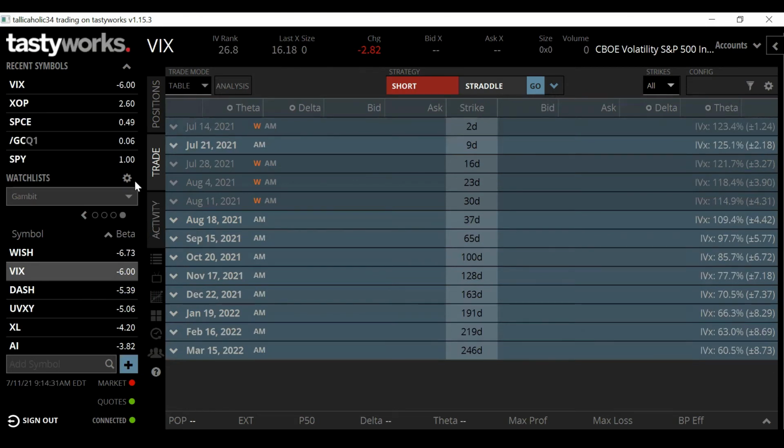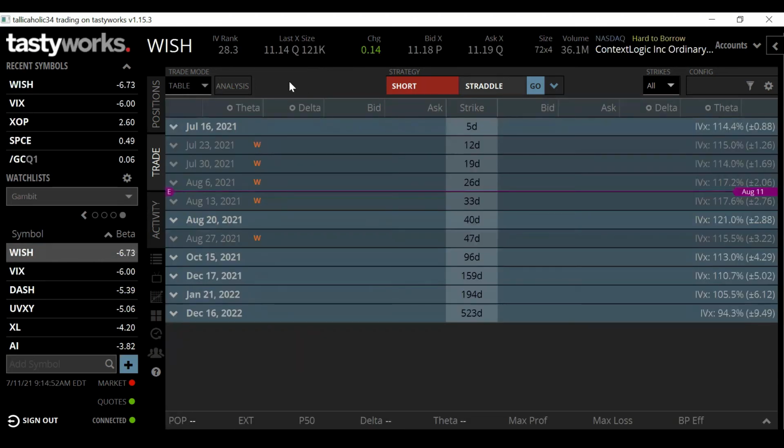So when you're utilizing beta for trading, you always have to be aware: are you long something that has a negative beta while also being long something in the market? And if you are, are you doing that just to hedge, or did you not really know what you're doing and you're just wondering, why isn't this going up with the market? Well, because you have to check the beta. So like Wish right now has a negative beta of 6. So in turn, the market goes up, Wish will go down. Market goes down, Wish will go up. Same with Dash, same with XL and AI.